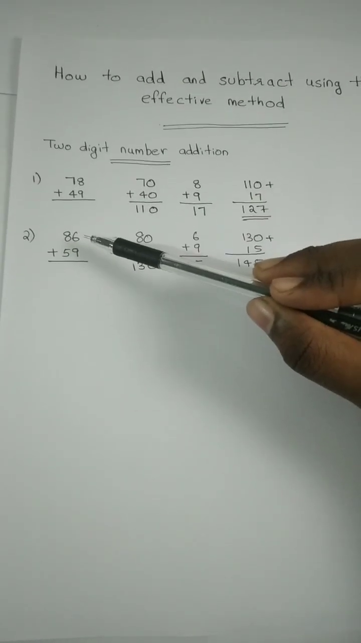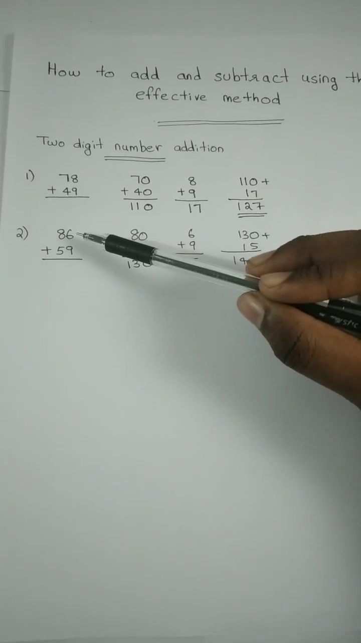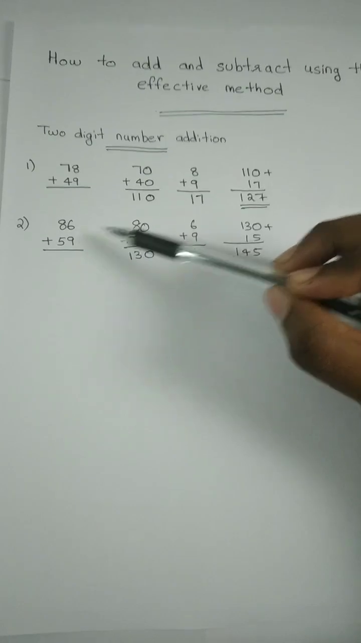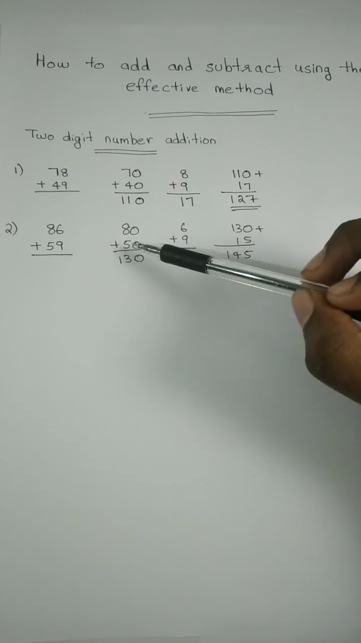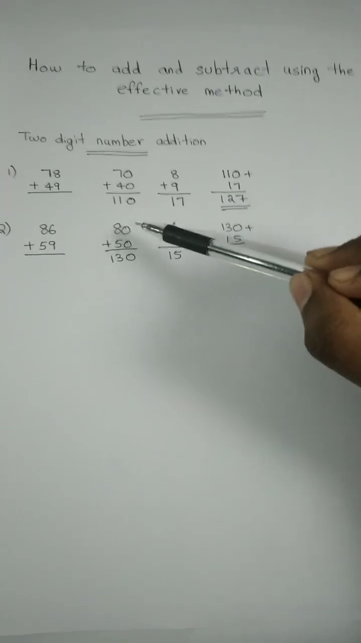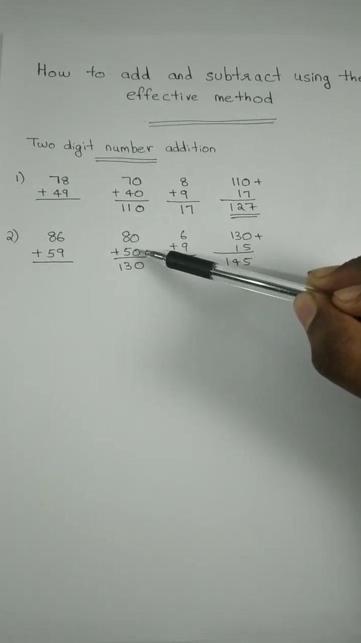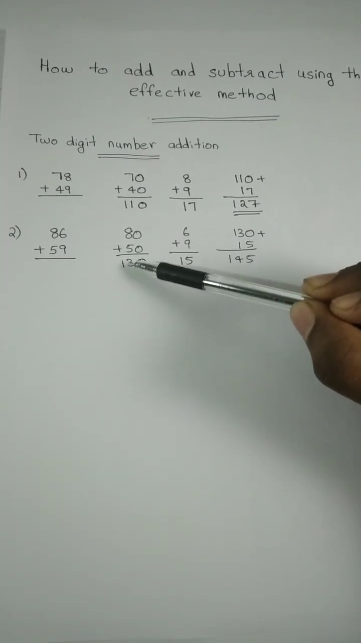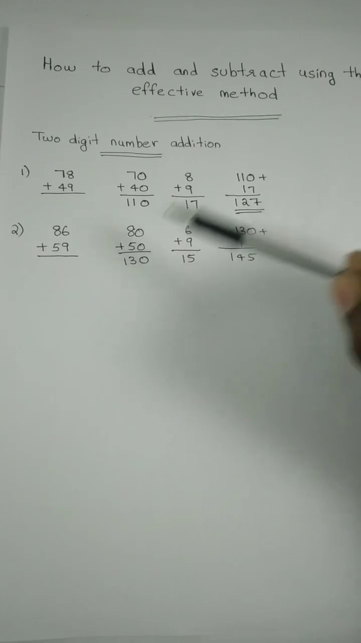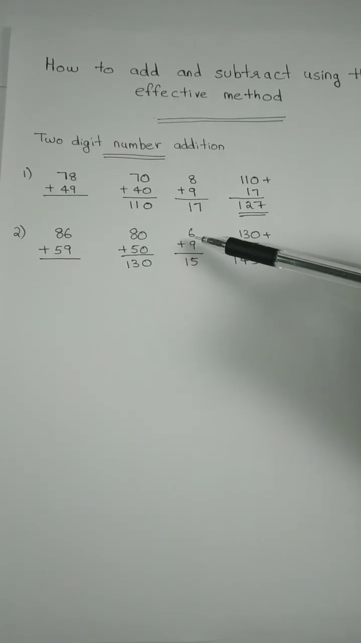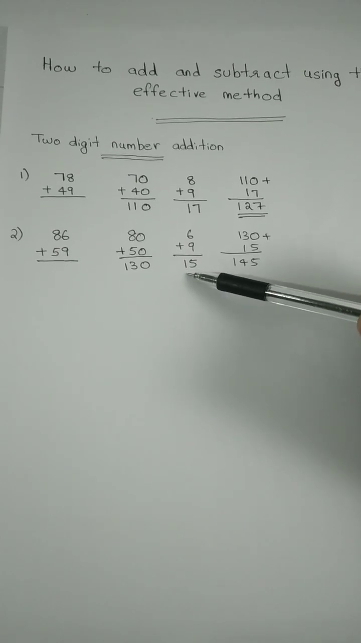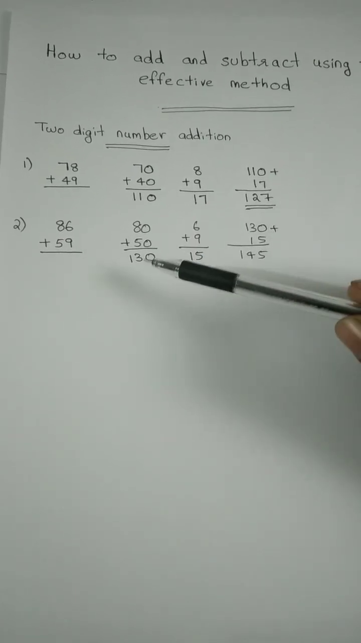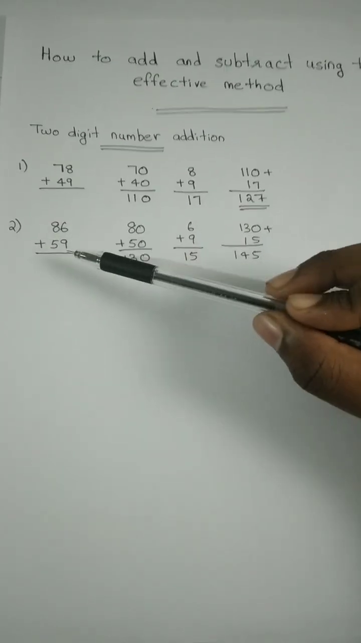So when you are adding 86 and 59, do not take 86 and 59 directly. Instead, split it into two parts, 80 and 6, and 59 would be split into 50 and 9. When you add 80 and 50, 8 plus 5 would be 13, so 80 plus 50 would be 130. And 6 plus 9 would be 15. So adding 130 and 15 you would get 145. This would be the answer of 86 plus 59.